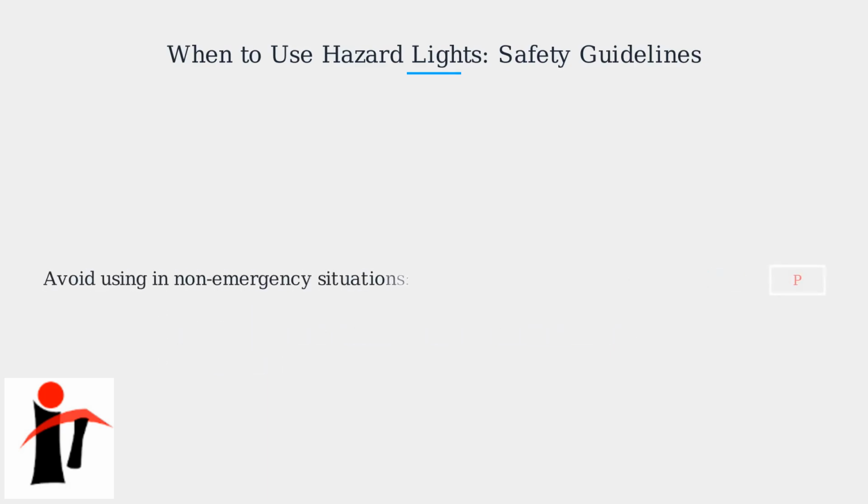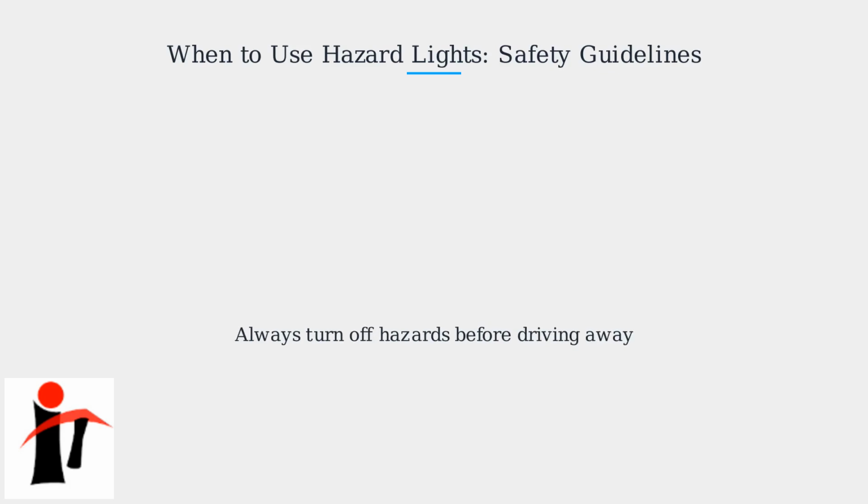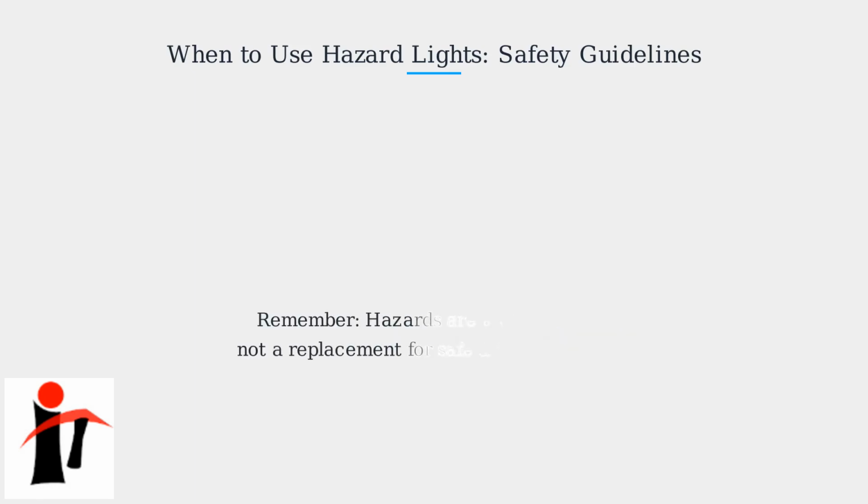Avoid using hazard lights when parked in non-emergency situations, as this can confuse other drivers and may even be illegal in some areas. Hazard lights are specifically for emergencies, not for general parking alerts. Always remember to turn off your hazard lights before driving away. Leaving them on while moving can lead to confusion for other drivers and may result in potential fines in certain regions. Finally, remember that hazard lights are simply a visual signal to alert others. They are not a replacement for safe driving practices, proper road positioning, or other safety measures you should always follow.